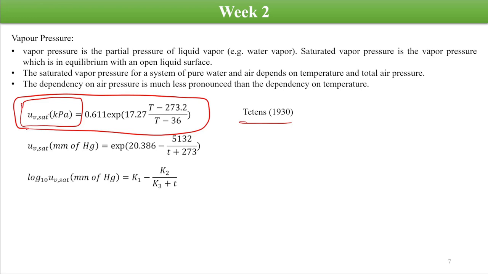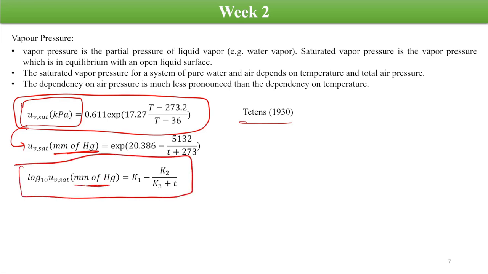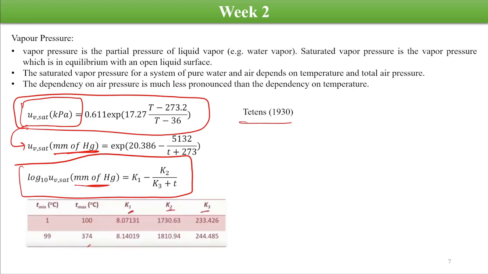And a similar formula, but it gives you the saturated vapor pressure in terms of Hg. The third formula is also there. That will also give you the saturated vapor pressure in Hg, and for this, you'll need three constants K1, K2, and K3. Those are provided in the table by, I think I forgot to mention the name. So these are the three formulas by which you can calculate the saturated vapor pressure and its dependency on the temperature.